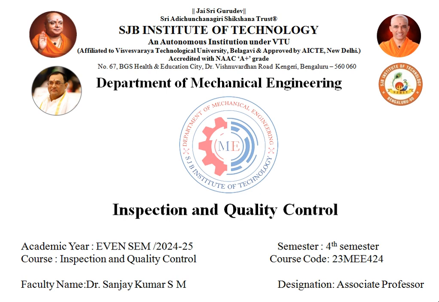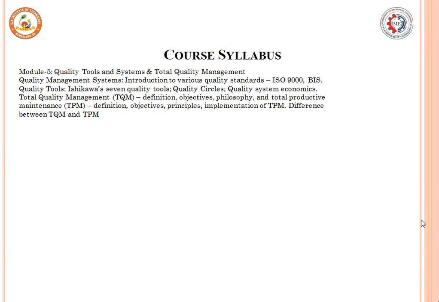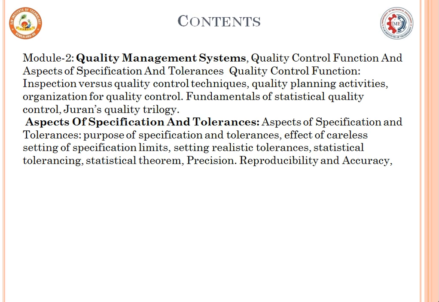So in the second module of inspection and quality control, we have two parts. The first is the quality management system, and the second is the aspects of specification and tolerance. In the quality management system, we are going to learn about quality control functions, such as inspection versus quality control technique, quality planning activities, organization for quality control, fundamentals of statistical quality control, and Juran's trilogy of quality control system.